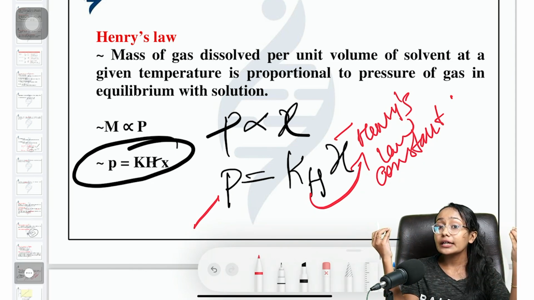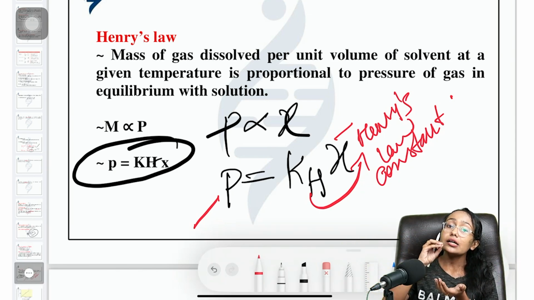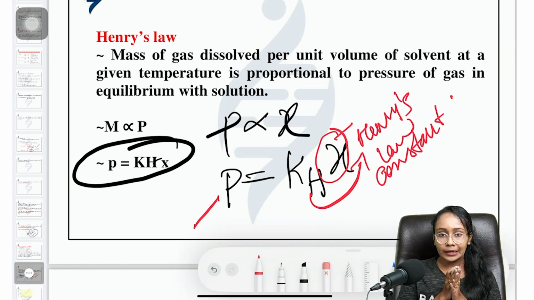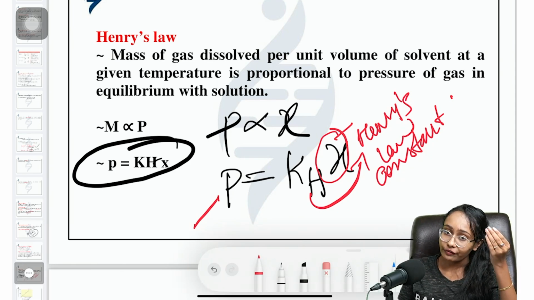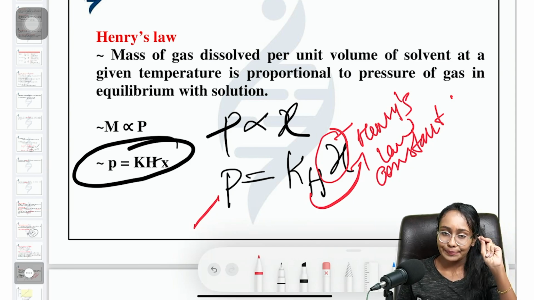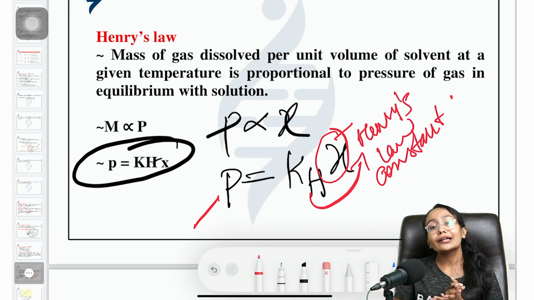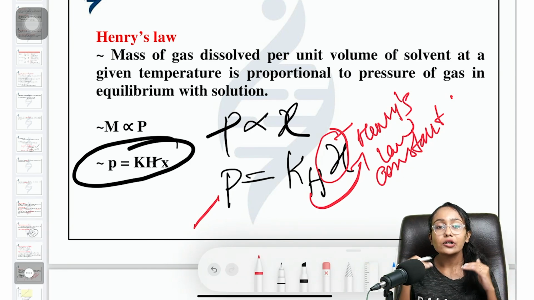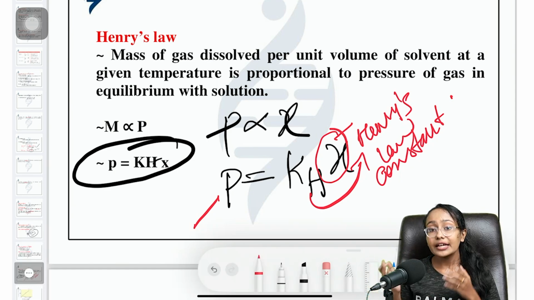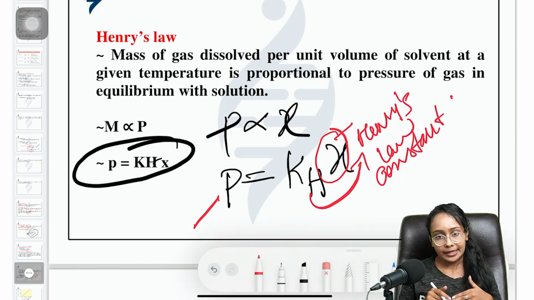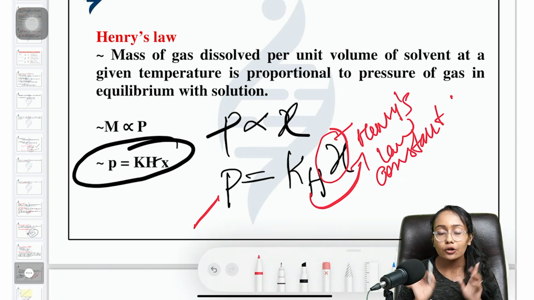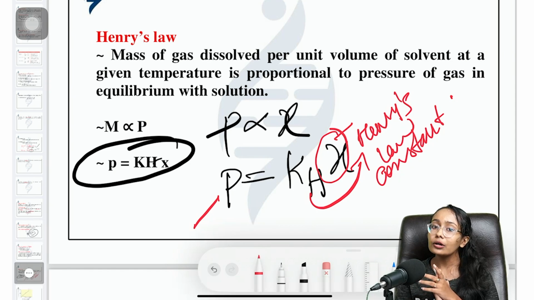The amount of gas dissolved in a particular liquid at a given temperature is directly proportional to the partial pressure of that gas. Amount of that gas dissolved in a liquid means the mole fraction itself. It is directly proportional to the partial pressure of that gas. P equals Kh into mole fraction, where P is the partial pressure, Kh is Henry's law constant, and chi is the mole fraction.